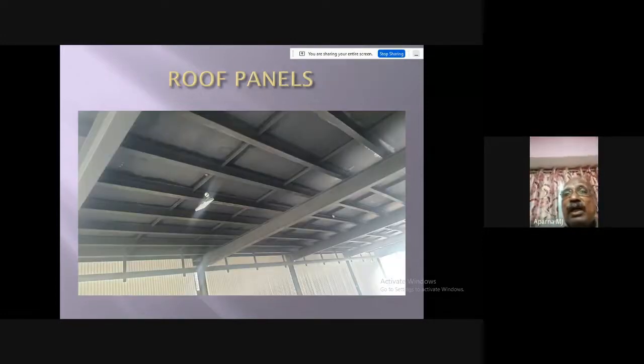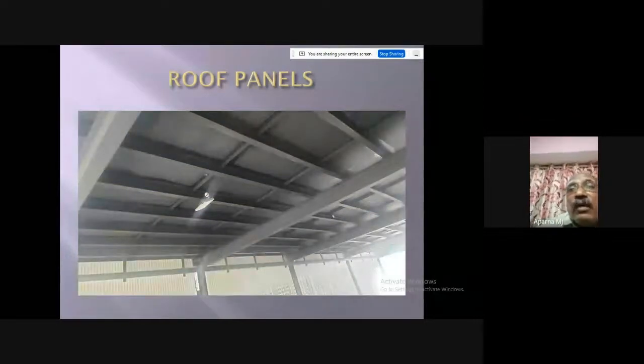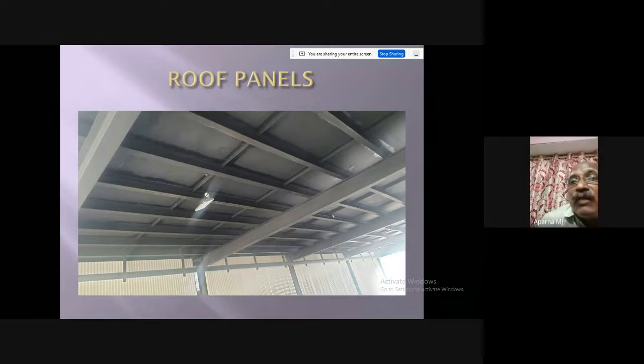The other one is again some roof panels resting on the purlins. The rafter system is there. On top of the rafter, you can see the set of purlins. Panels are resting on the roof purlins. On the sides, you can see wall panels also.